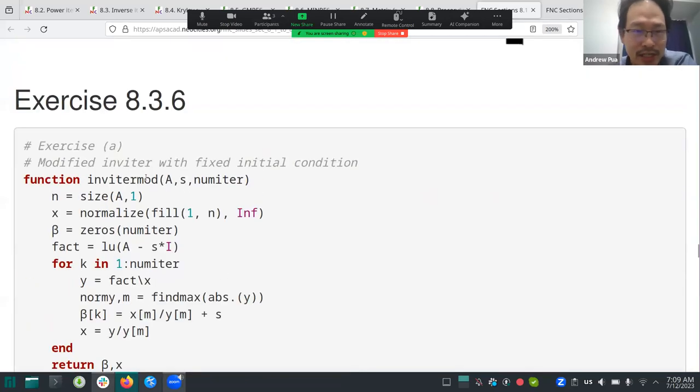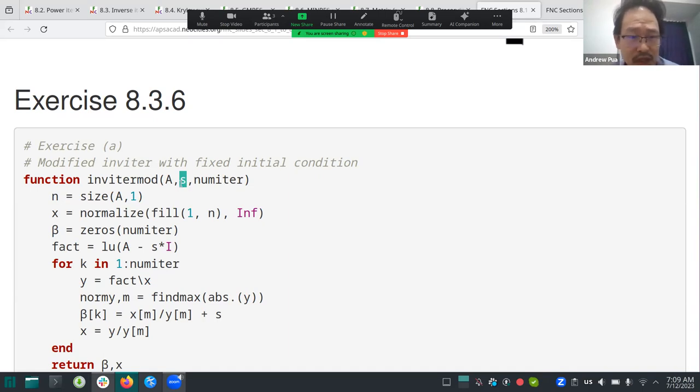But the more interesting exercise is 8.3.6, where you're asked to do dynamic shifting. So let me just remind you of that. In inverse iteration, you are the one who's providing the shift. So ideally, the shift S should be close to the target eigenvalue that you're looking for. But it might be the case that you just know a starting point, but you want the algorithm to adapt, or at least have an updated version of S every so often.